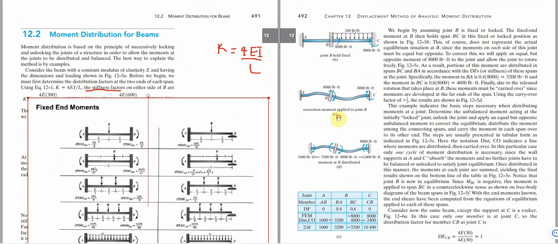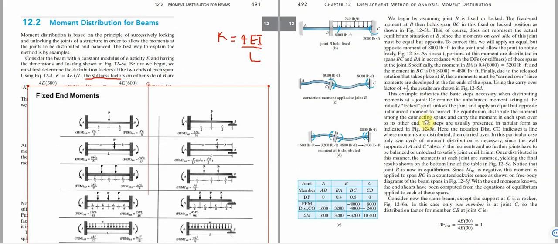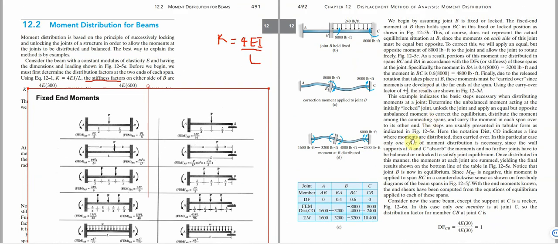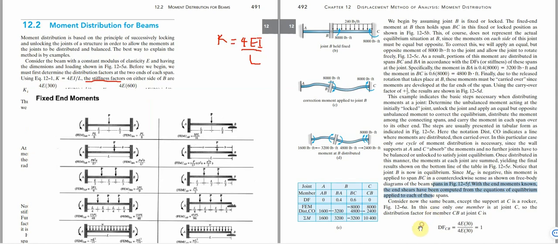So the next thing we're going to do is draw our table based on the information we already have. Now the way we draw the table, we have joint A, joint B, joint C. What we are going to do is first put our joints A, B and C.